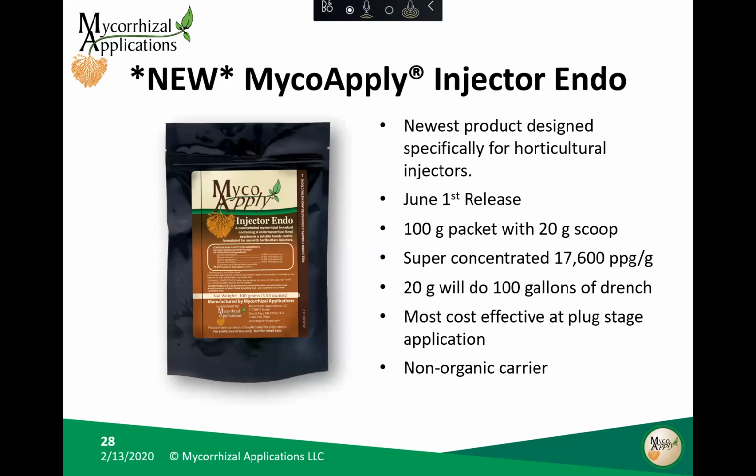Our newest product is going to be our Injector Endo. This one is going to be a fully flowable product. It's not on a clay carrier, it's on a humic carrier. That humic carrier is not organic, but we are releasing an organic version of this within the next few weeks. So that's exciting for us. It's super concentrated. It comes with a scoop. You'll do a 20-gram scoop in a 1-gallon solution and mix that up, and it gives you about 100 gallons of drench. So it's super concentrated.